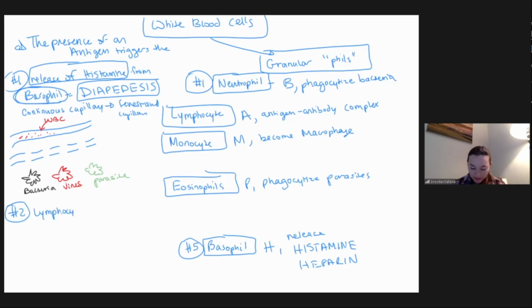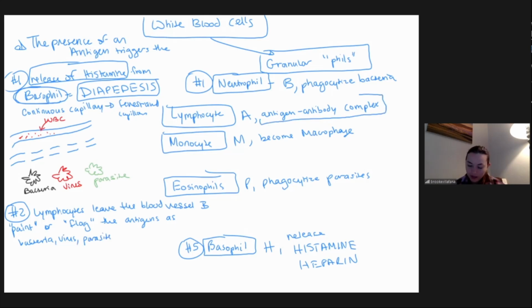So lymphocytes leave the blood vessel and paint or flag the antigens as a bacteria, a virus, or a parasite. Essentially, this is what the antigen antibody complex is. The lymphocytes go in and install like a little marker. You could kind of picture it like this. It's like a little flag that's telling the other white blood cells what's there. So this is a flag called the antigen antibody complex.